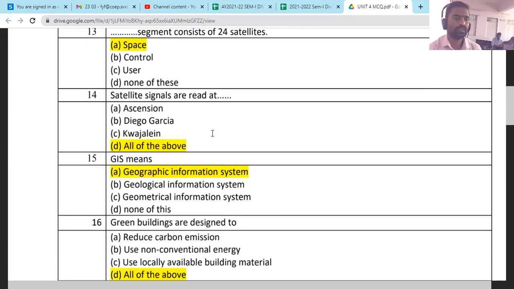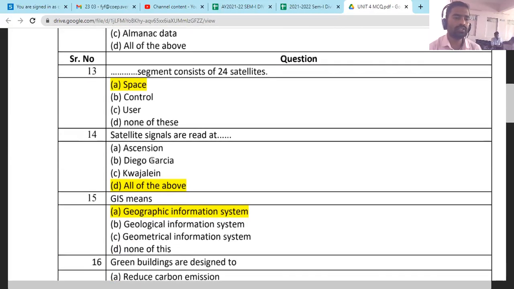Okay. Next one is satellite signals are read at Ascension, Diego Garcia, Kwajalein, all of the above. So these, I think, are some of the locations used in the GPS. So these all are the MCQs which are taken.